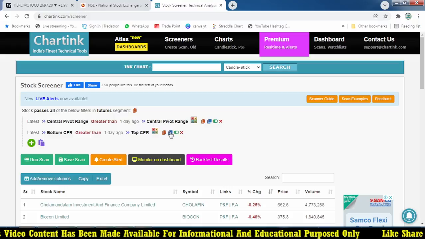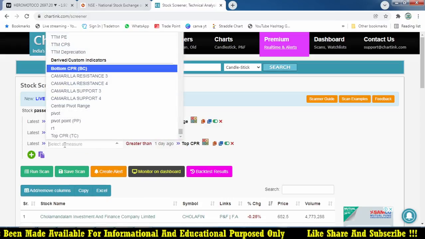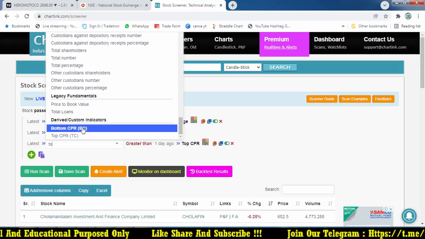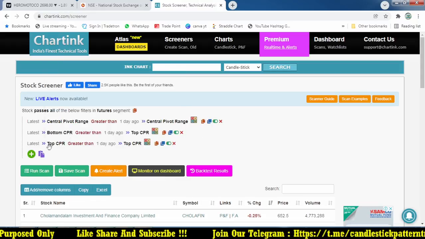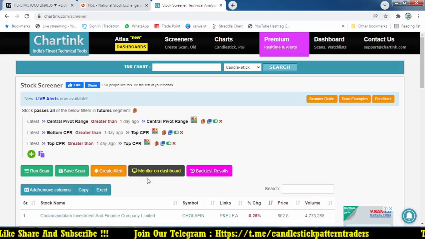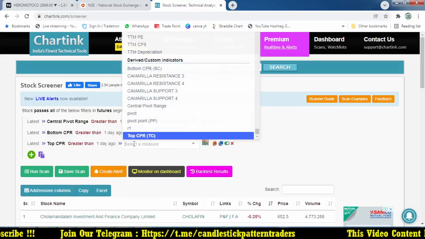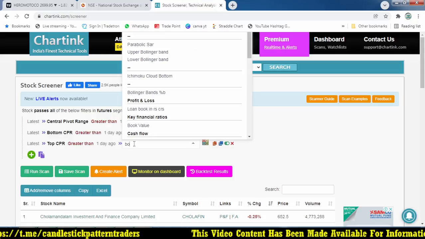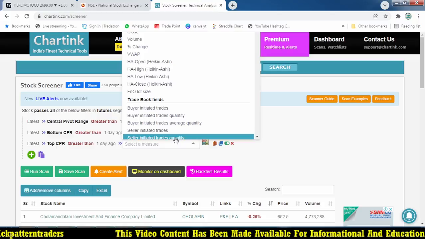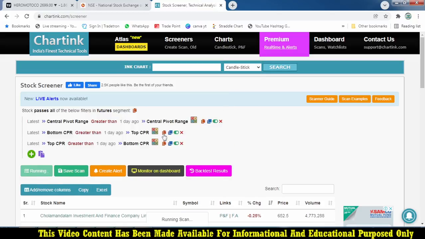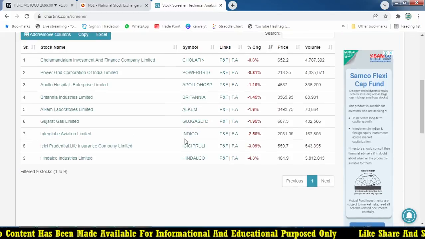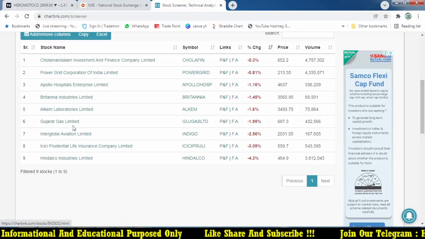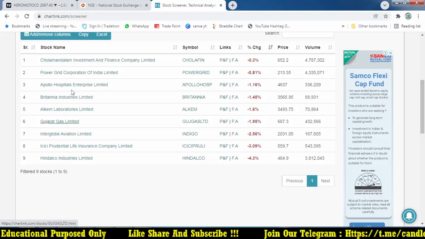Even we can copy this, and today's top CPR greater than one day ago's bottom CPR. Okay, will it work? Yes. We find only 9 stocks. So let's see. Chola Finance, Power Grid, Apollo.